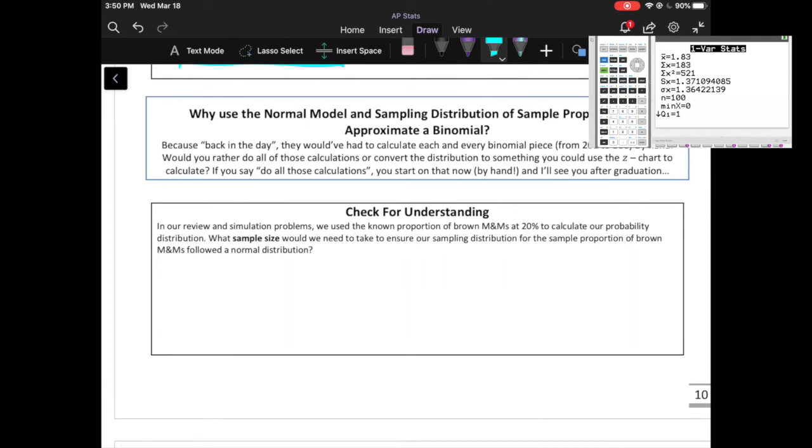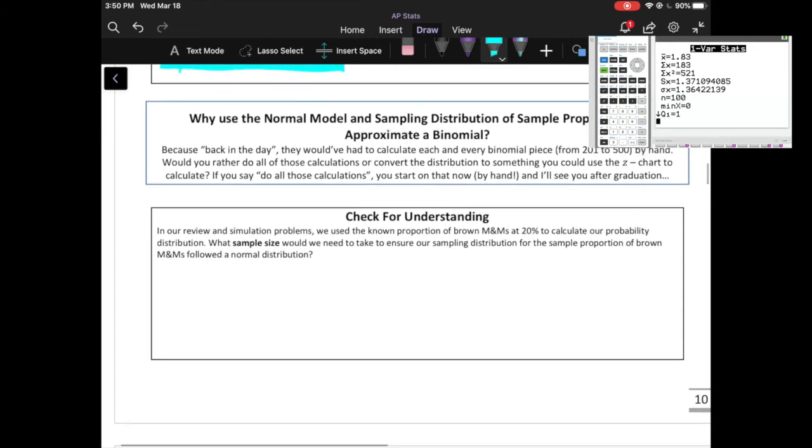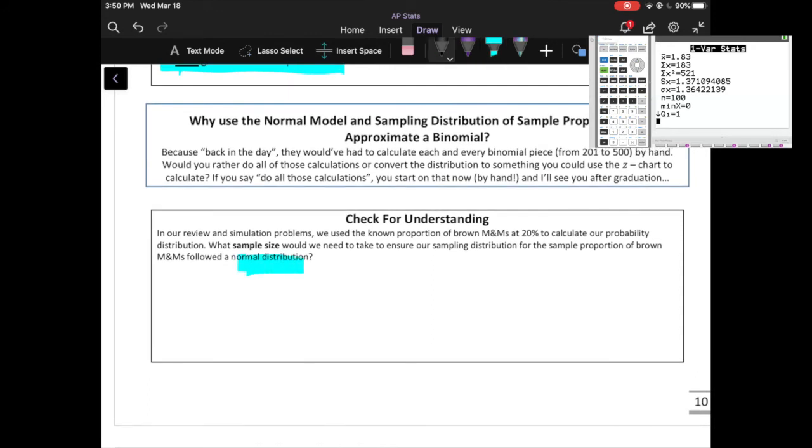Check for understanding. So in our review and simulation problems, we used the known proportion of brown M&Ms at 20% to calculate our probability distribution. What sample size would you need to take to ensure that our sampling distribution for the sample proportion of brown M&Ms follows a normal distribution? So a normal distribution occurs when n times p is greater than 10 and n times 1 minus p is greater than 10. So let's start with the first one.